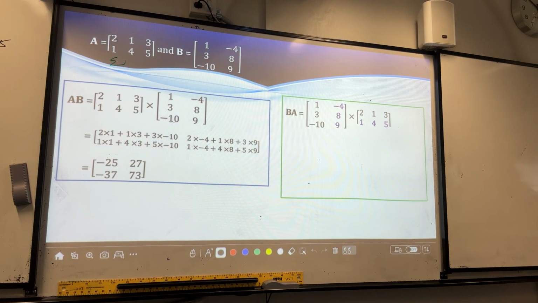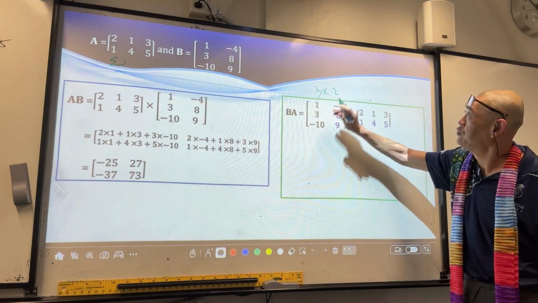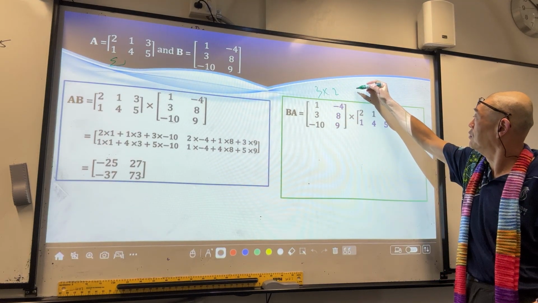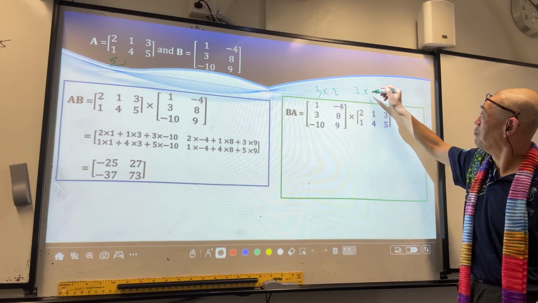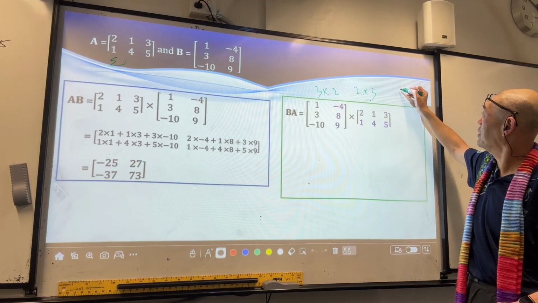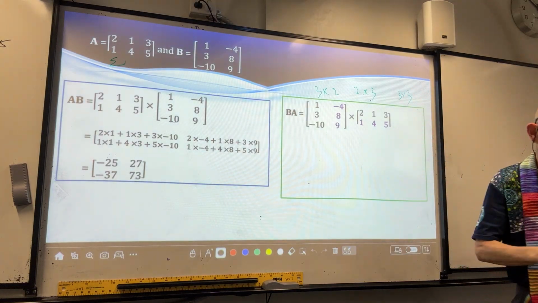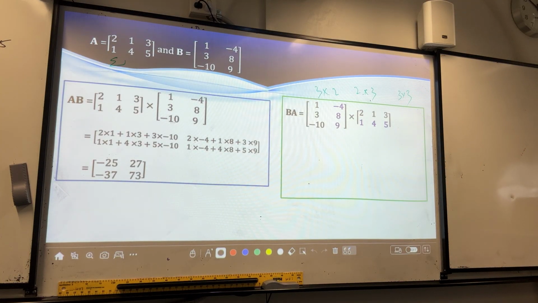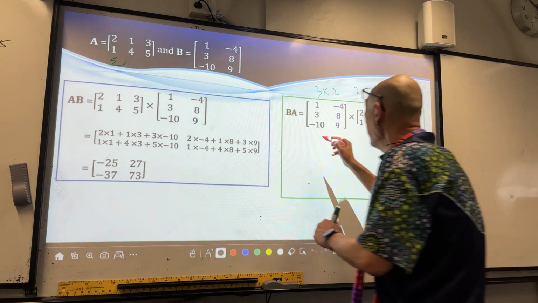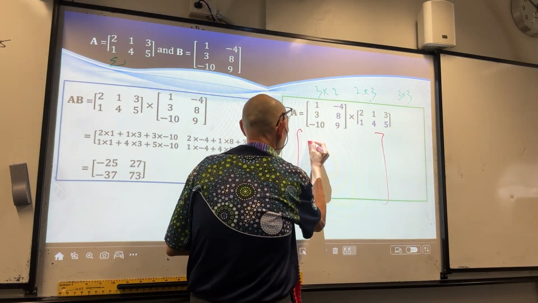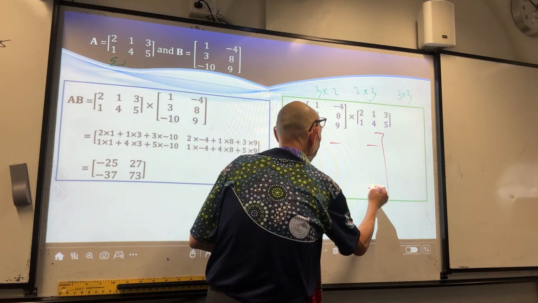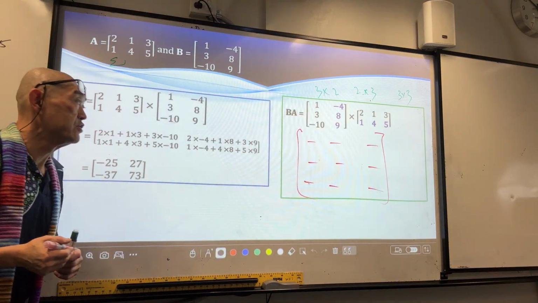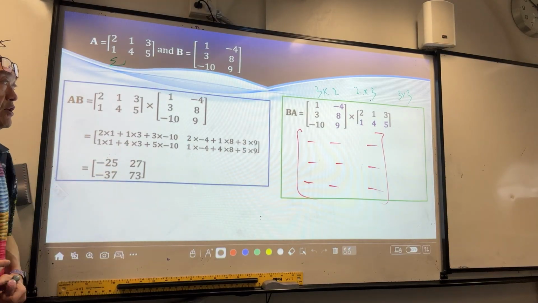Now here, I know I have 3 rows by 2 columns, and I have got 2 rows by 3 columns. Therefore, I will end up with a matrix of 3 by 3. Correct? We'll end up with a matrix of 3 by 3. Can you think about how you're going to do this? So I have got now 9 elements, 3 rows and 3 columns.